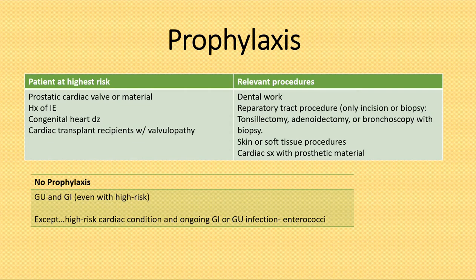Second, when there is any kind of really big procedure such as dental work, or a respiratory tract procedure, only when incisions or biopsy is performed. For example, if the patient is going for bronchoscopy but there is no biopsy, we don't need to give prophylaxis in that case. And when there is a skin or soft tissue procedure, or any kind of cardiac surgery with prosthetic material, we give prophylaxis.